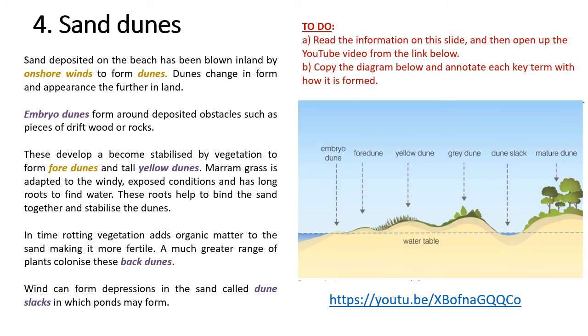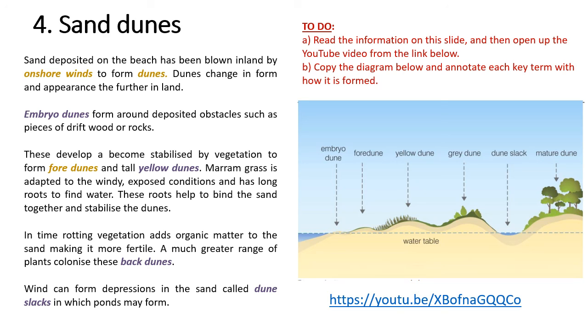Okay, our final landform and our final slide. Could you write the subtitle sand dunes? You've got a number of tasks to do. You've got some information written on the screen here. You've got a diagram, which you're going to, again in pencil, make a nice, neat copy of. However, you need to leave enough room for each of those labels, embryo dune, fore dune, yellow dune, etc., that you're going to add a little bit of information to. Think like a spider diagram, a little bit of extra information on each one. There's a YouTube link at the bottom right there that I'd like you to watch as well.